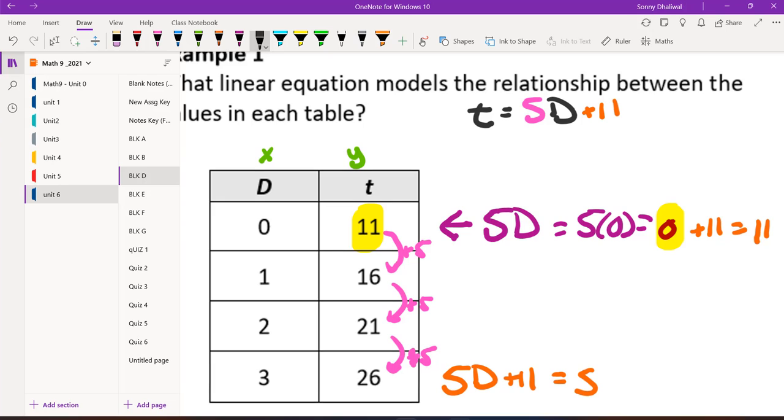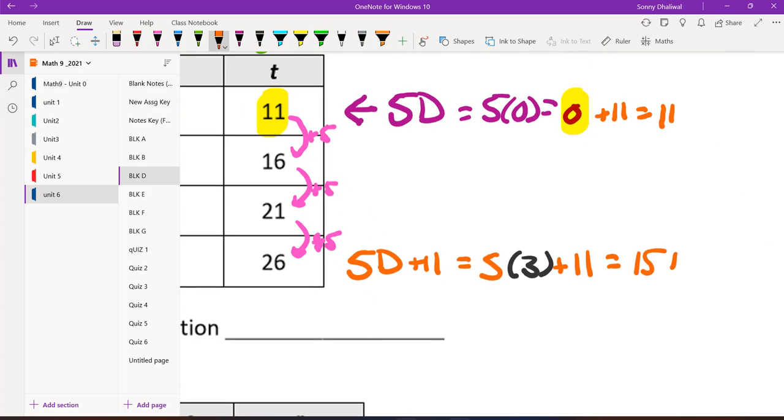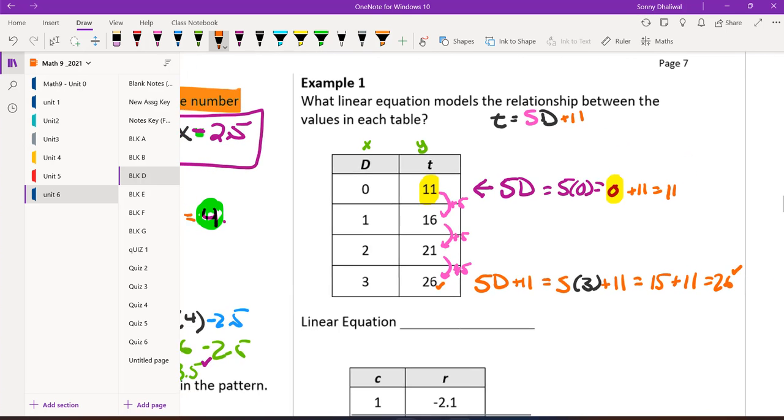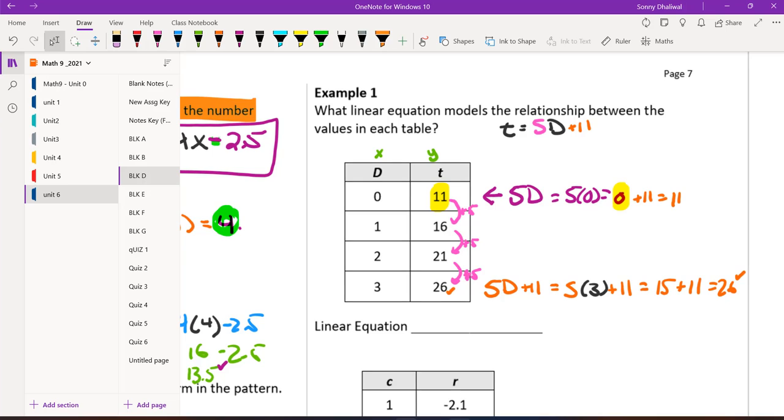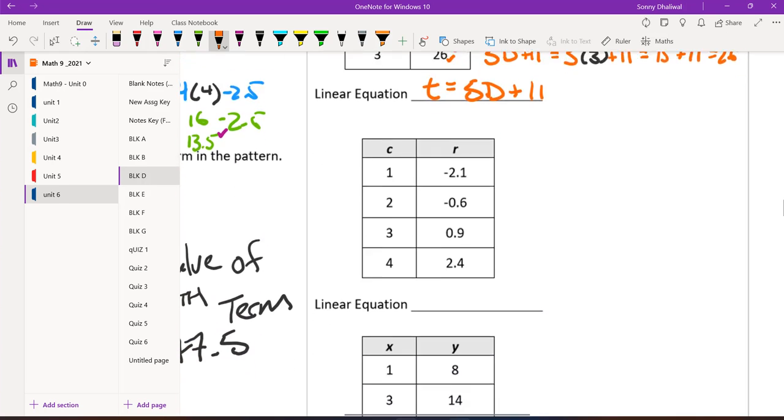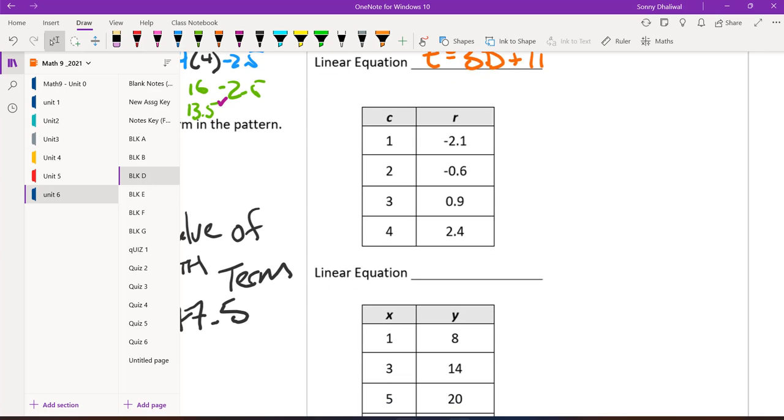5 times 3 plus 11. So we get 15 plus 11, which is 26. So that works. And that's it. So our equation is t is equal to 5d plus 11. And that's it. The other two questions we'll use as a warm-up before you do your assignment next day.